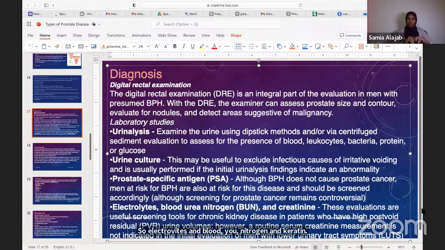Electrolytes, blood urea nitrogen and creatinine, these evaluations are useful screening tools for chronic kidney disease, in a patient who is having a high post-void residual volume. Usually it is not routine. We don't routinely send patients who come with symptoms of benign prostatic hyperplasia for creatinine measurement. It's not indicated in the initial evaluation.